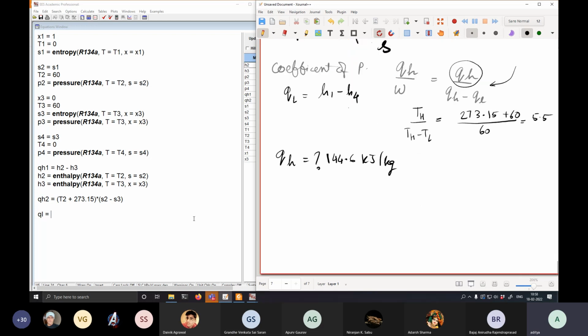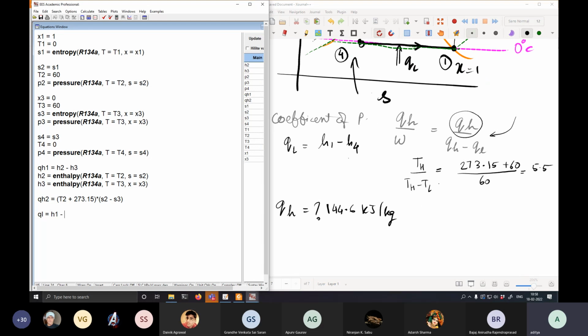It is H1 minus H4, where H1 is the enthalpy of R134A, T equal to T1, X equal to X1, and H4 is enthalpy of R134A, T equal to T4, S equal to S4. And let me call this QL1. QL2 is T1 plus 273.15 times S1 minus S4, where S4 is the entropy of R134A at T equal to T4. Oh, S4 we already have. S4 is S3. And S1 also we already have. So, that's it.